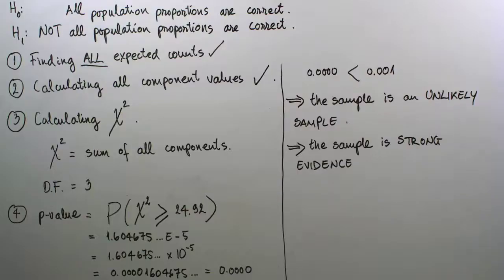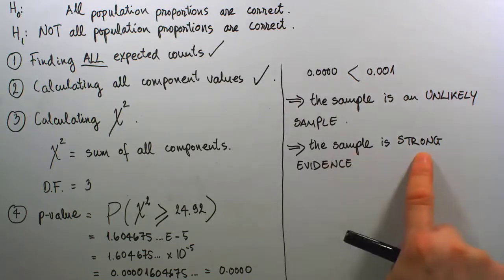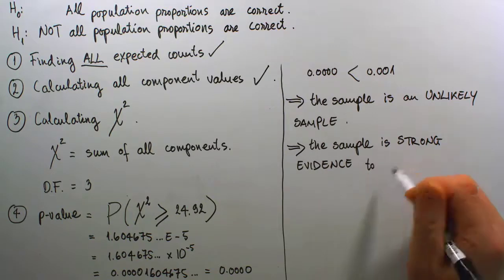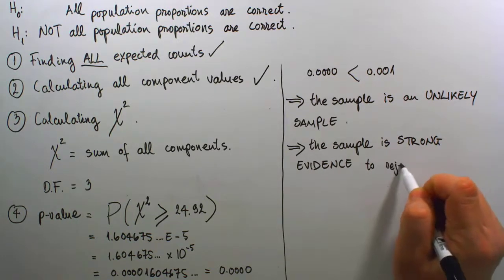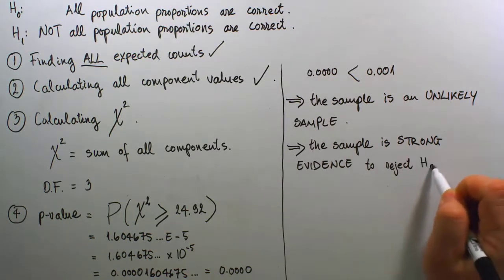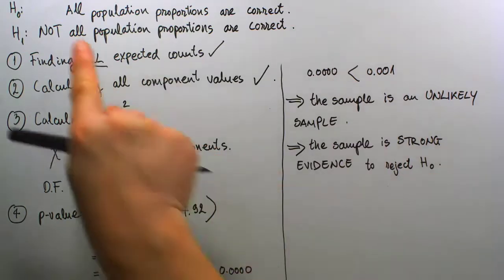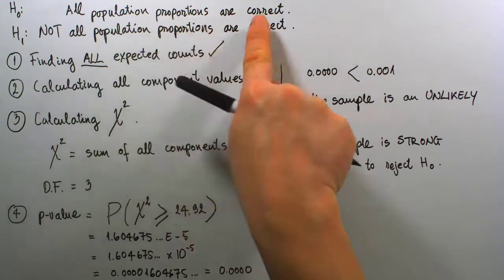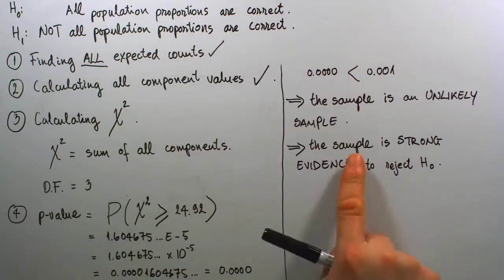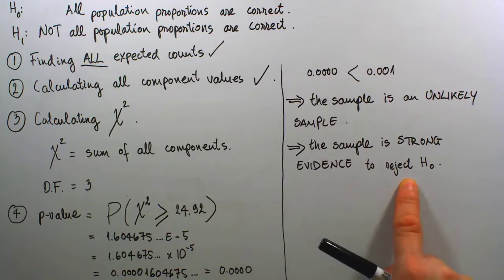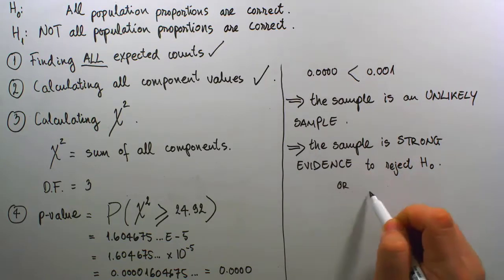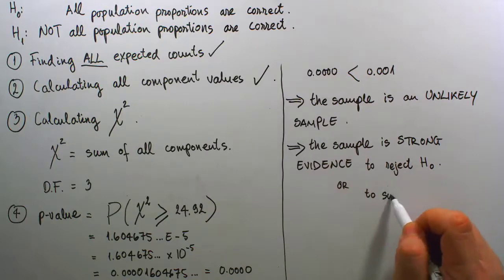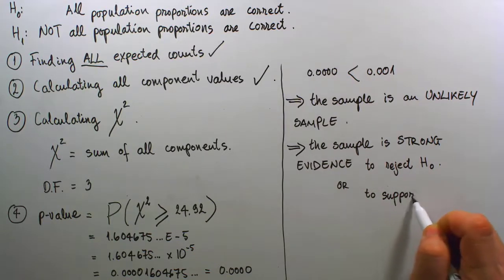And so there are two ways of saying the sample itself now is proven to be strong evidence for us to, on one hand, reject the claim in the null hypothesis. The null hypothesis claimed that all population proportions are correct. But now our sample is strong evidence to reject that acceptance. Or we can say that we have strong evidence to support H1.